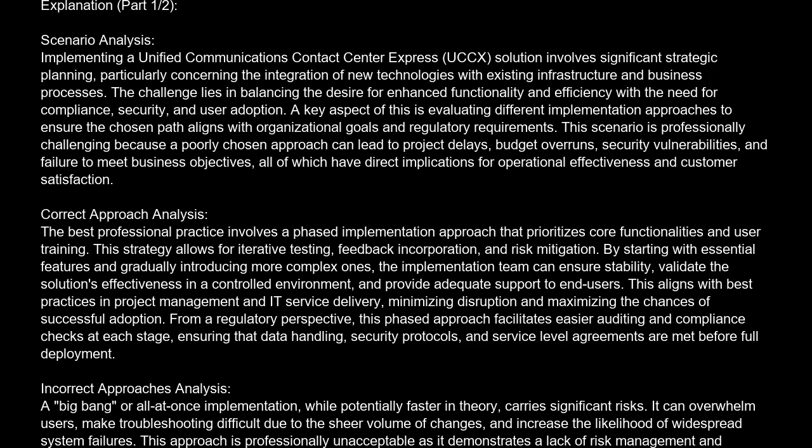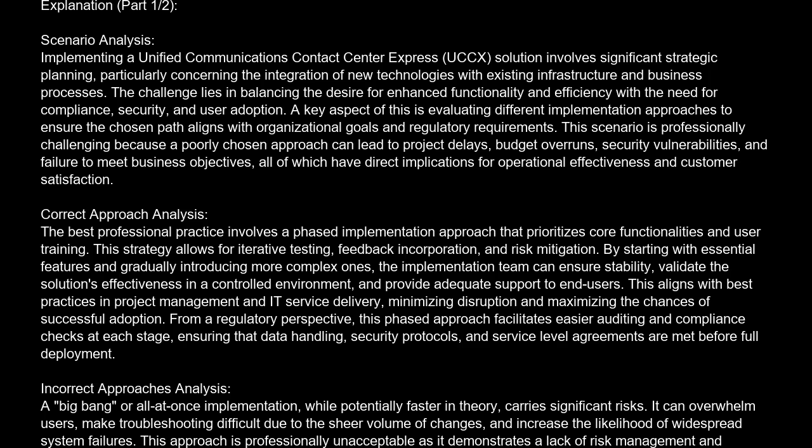Correct approach analysis. The best professional practice involves a phased implementation approach that prioritizes core functionalities and user training. This strategy allows for iterative testing, feedback incorporation, and risk mitigation. By starting with essential features and gradually introducing more complex ones, the implementation team can ensure stability, validate the solution's effectiveness in a controlled environment, and provide adequate support to end users.